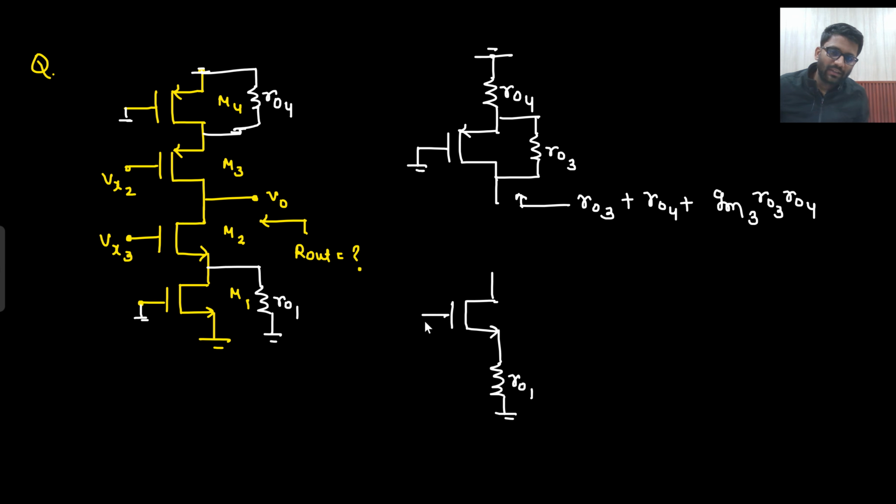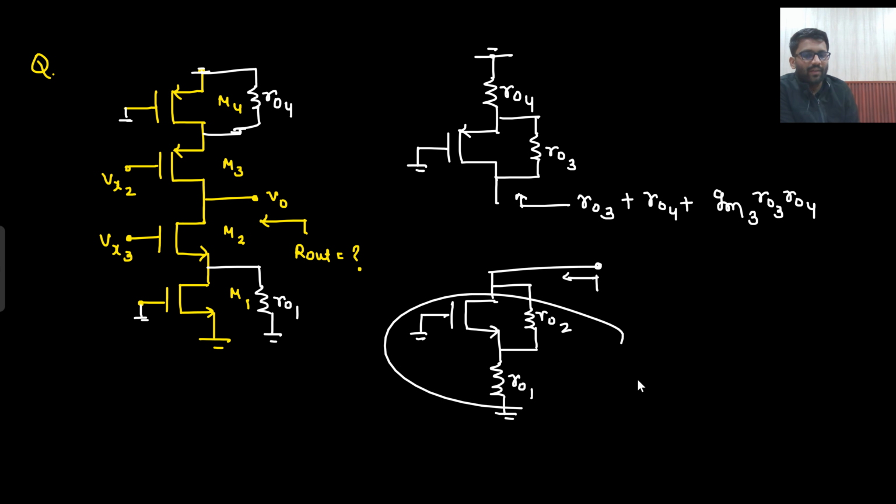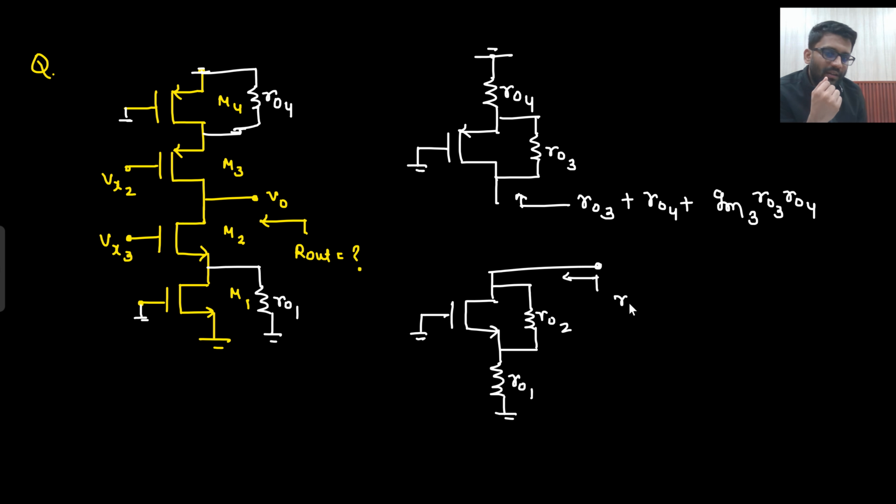And this Vx3 is shorted. In M2, what do you see here? You see R02 here, and here I see another resistance. Can you let me know its value, looking from the V0 node? From the drain I am looking, the gate is grounded, and from the source there is a resistance. Very standard circuit: R02 plus R01 plus gm2 R02 R01.